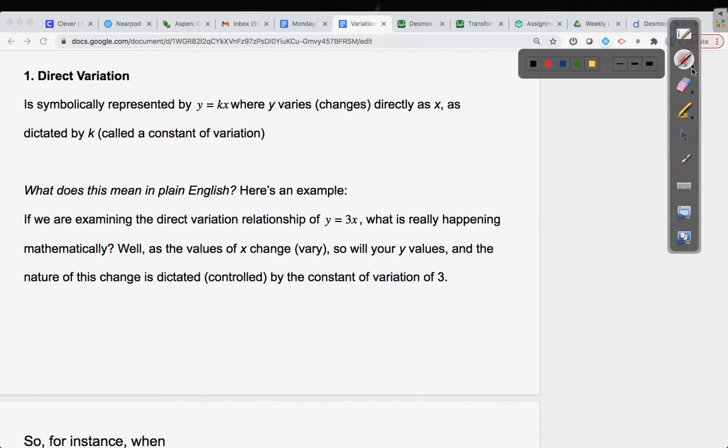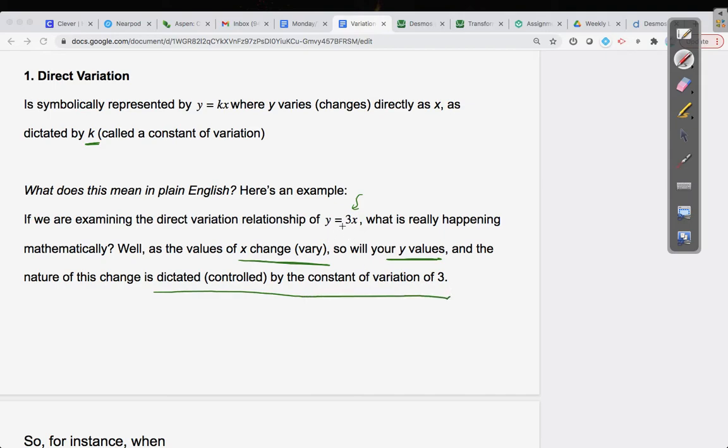So what does this all mean in plain English? Let's take another look at it. Well, here's an example. If we are examining the direct variation relationship, for instance, of y equals 3x, notice that I've left y and x as variables. I've replaced k with a number of my choice, 3. What is really happening mathematically? Well, as the values of x change, and remember we choose x values, we choose inputs, as the values of x change or vary, so will your y values. And the nature of this change is dictated by the constant of variation, in this case of 3.